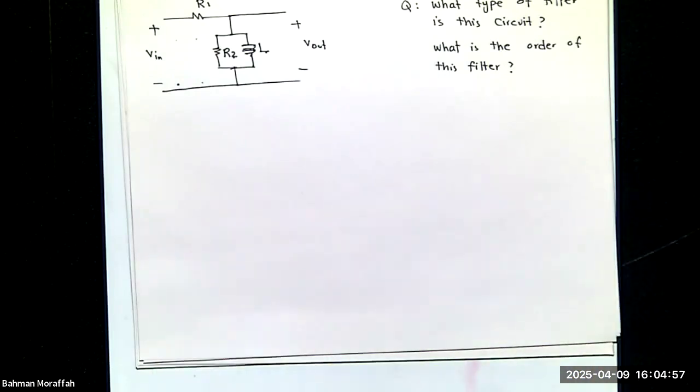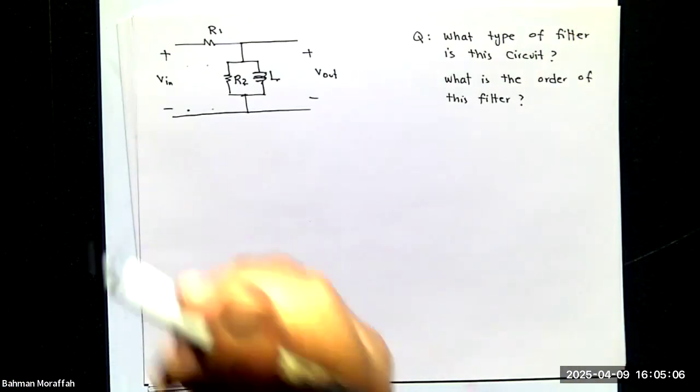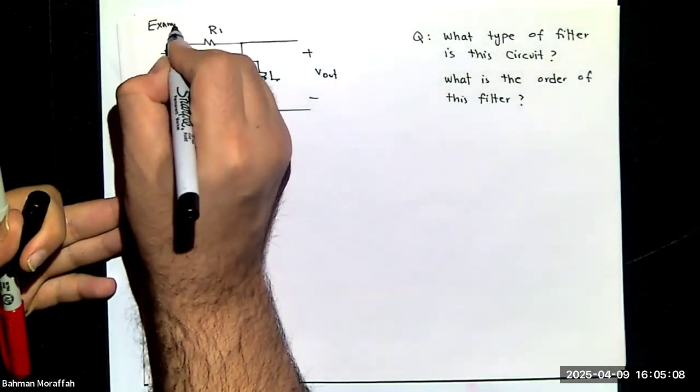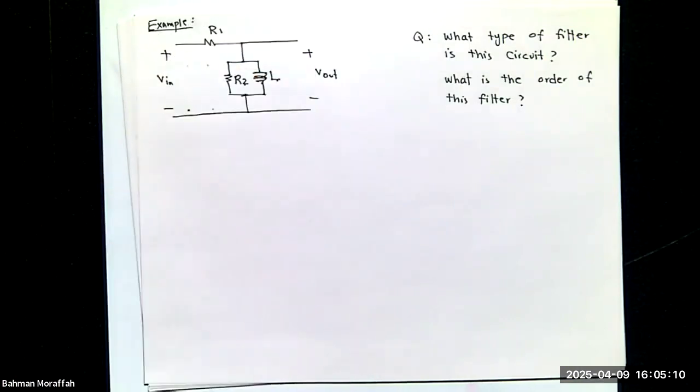What is the order of this filter? That's the first order, right? I only have one storage element, therefore it is a first order. If it's a first order, what are my choices? It's either a high pass filter or a low pass filter. So let's figure out which one it is. How do we figure that out? We're going to have to look at the transfer function or the frequency response.